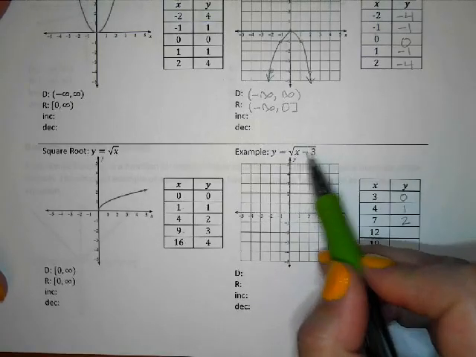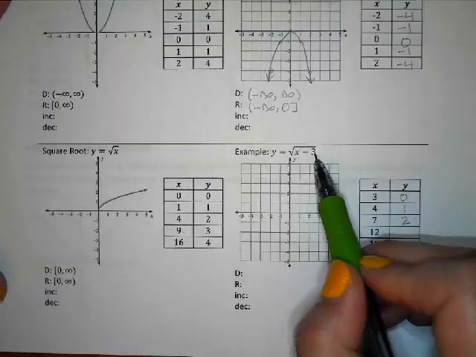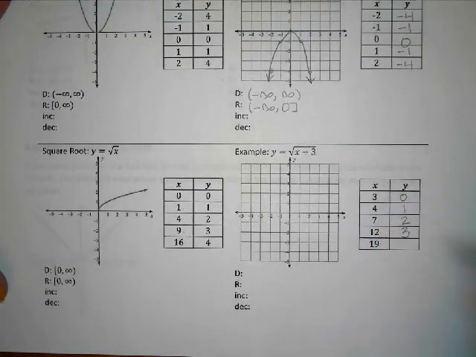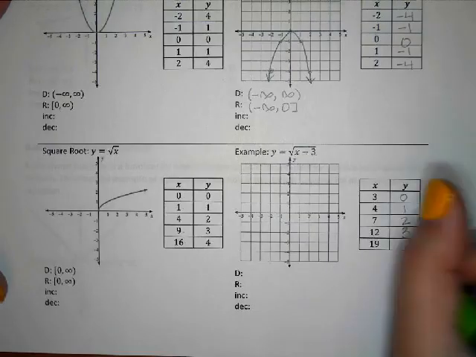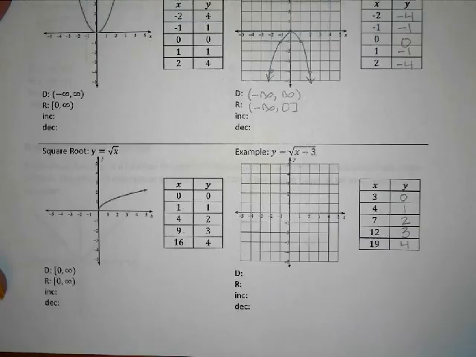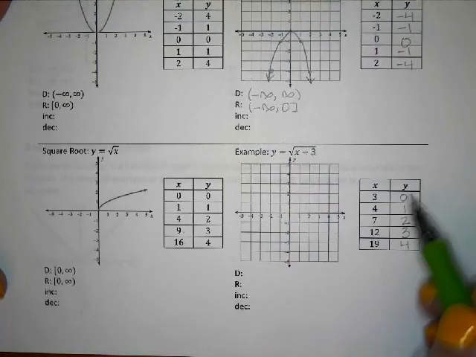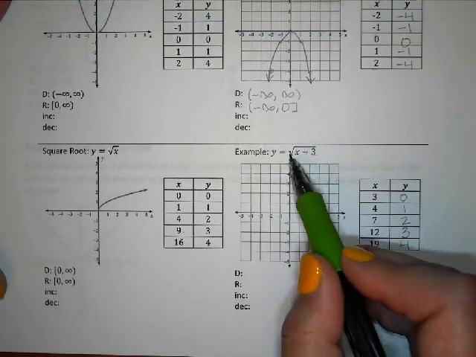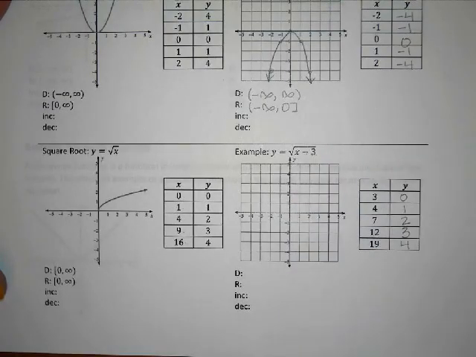12 minus 3 means we have 9. Square root of 9 is 3. And then 19 minus 3 is 16. Square root of 16 is 4. And here we're not doing plus minus with our square root because this is just a positive square root sign. So we're just getting the positive answer.